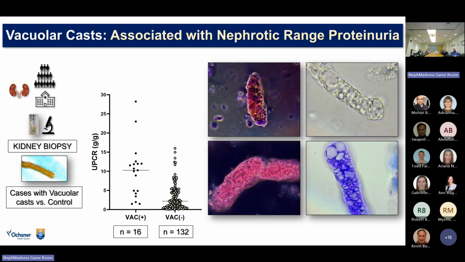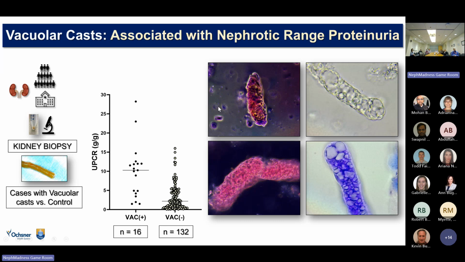We had a subset of 16 out of these 46 patients that had tissue diagnosis with a biopsy, and we'll look at the urine protein creatinine ratio of those patients compared to a cohort of patients who had kidney biopsy done during the same time period in which the urinary sediment did not show vacuolar cast. And it was a pretty clear difference in the degree of proteinuria, as you can see here.